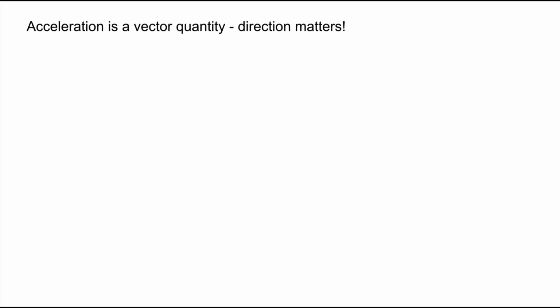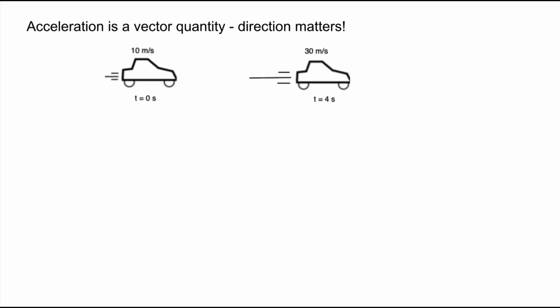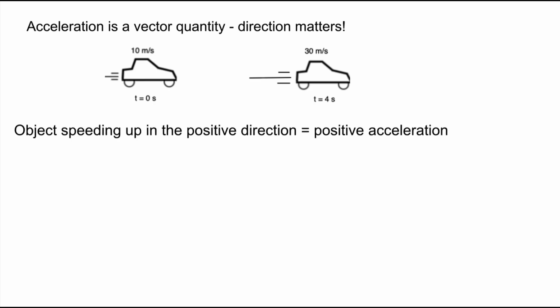So let's just look at a couple scenarios here. I have a car traveling to the right, positive direction, at 10 meters per second at time t equals 0. And now I see 4 seconds later, it's going even faster in the positive direction. Well, if you're moving in the positive direction and you're speeding up in the positive direction, then you have a positive acceleration. The acceleration vector points in the same direction as the velocity vector.